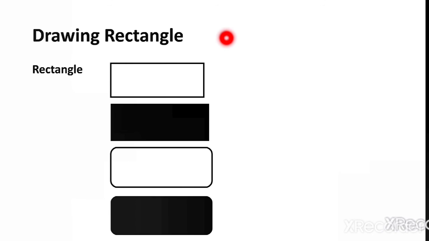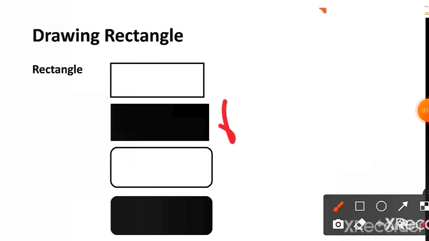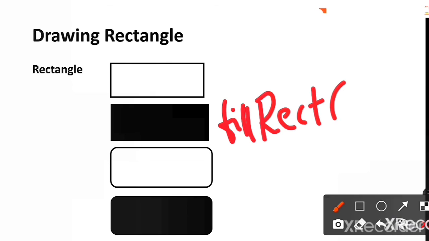The first type of rectangle we have already seen, that is the outline of a rectangle, which you draw by calling the drawRect method. If you want a rectangle of this type, that is a solid rectangle, you have another method, the fillRect method. By calling fillRect, you can draw this solid rectangle. The syntax is fillRect, where R is a capital letter, with the same 4 parameters that you pass to the normal drawRect method.